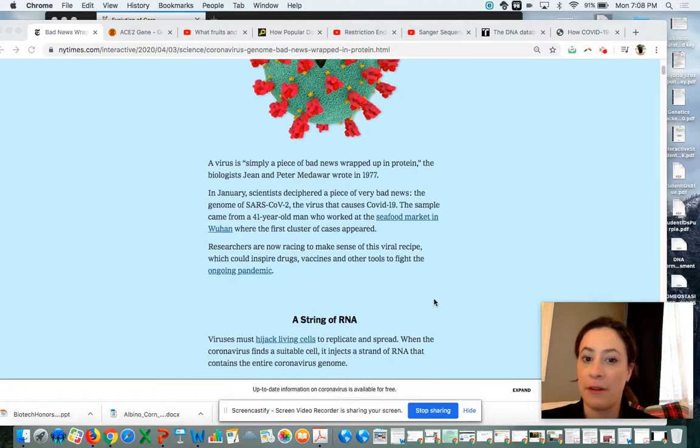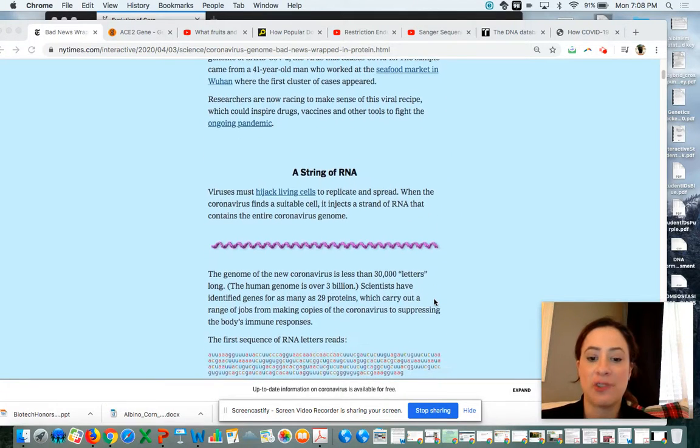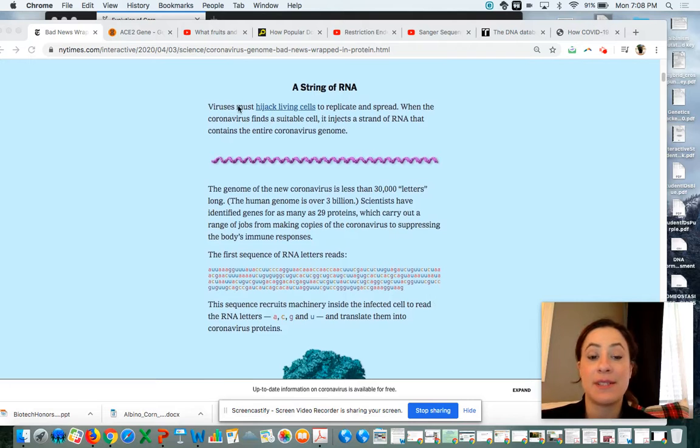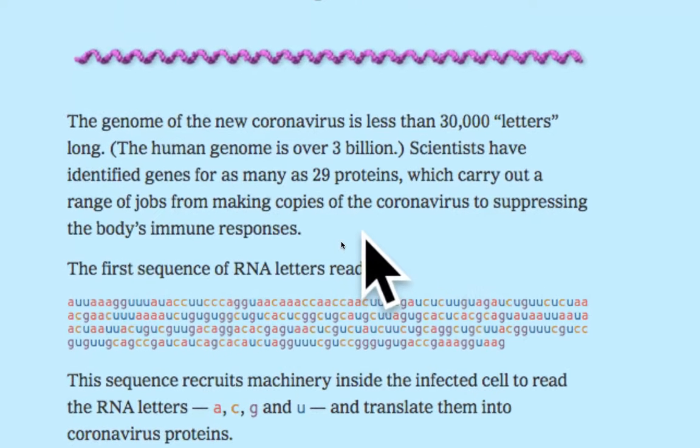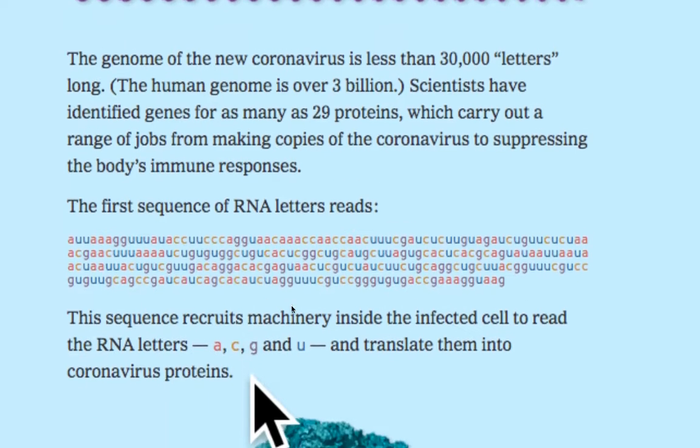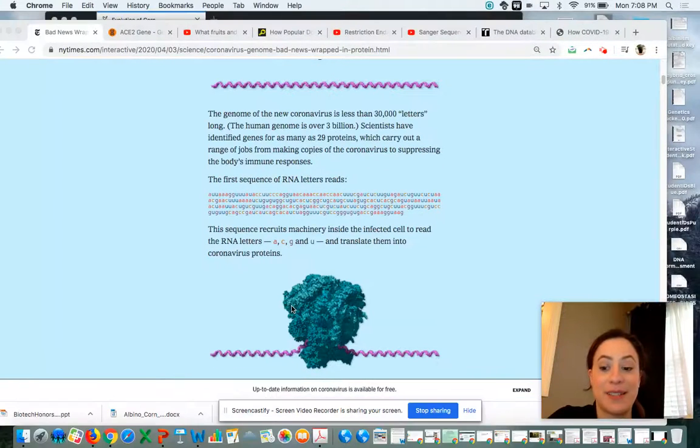But the reason why I bring you to this article is that we've been able to, in a way, unravel this virus, which is just a string of RNA. Viruses hijack living cells to replicate and spread. Zooming in a bit, here we learned about RNA, and you see this is just the sequence of coronavirus. The first sequence of RNA letters reads AUU, AAA, GGU, and this sequence recruits machinery inside the affected cell to read the RNA letters and translate them into coronavirus proteins.